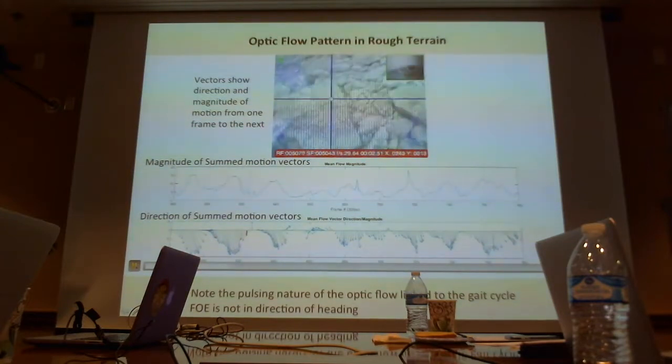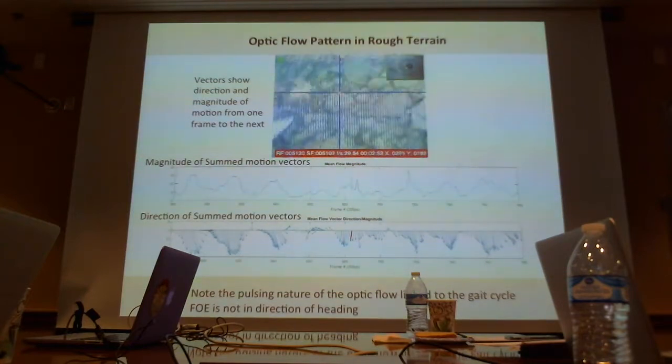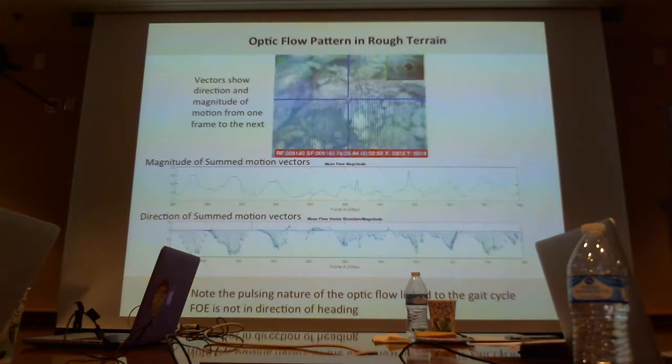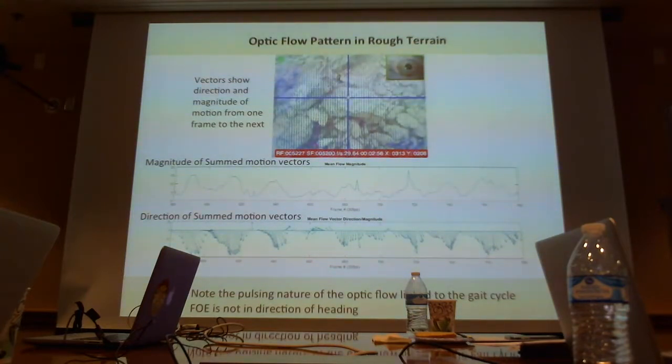And so here, this is just the summed motion vectors, the amount of motion in the field. The first thing you can see is it's pulsing with the gait, right? So the optic flow is very tightly linked to the gait cycle. And so where is the focus of expansion?